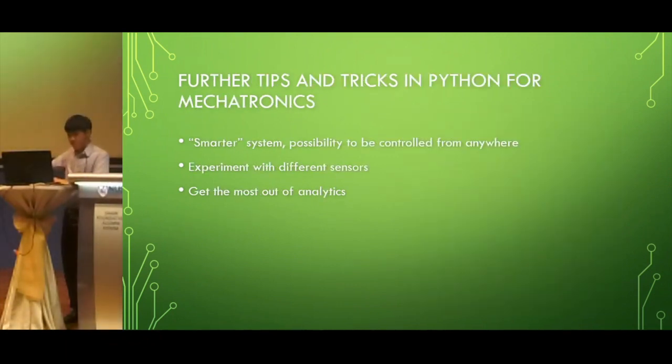And some further tips and tricks in Python for mechatronics. So make smart systems, definitely. Possibility as being cultural everywhere, as I mentioned before. And definitely experiment with different sensors, see what works, and particularly also experiment with different robotic arms, different brands. Some could work, in particular this one has hands, but some of the industry ones just have one claw like that. So that's another thing that is particularly interesting to look into if you're more of an industry-based setting. And of course, this is also potentially very useful for industry at this point, because it has fingers now.